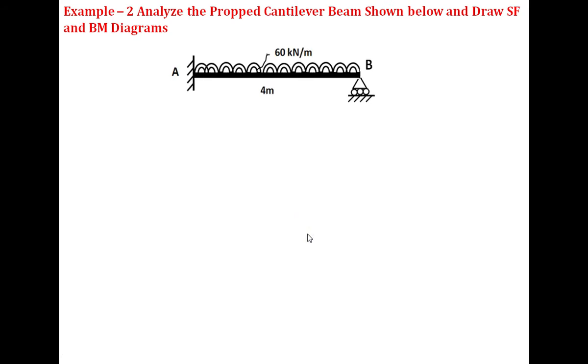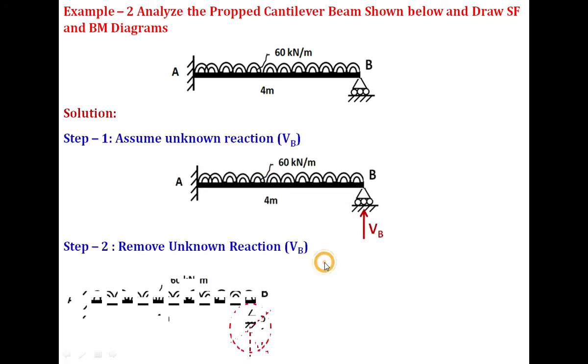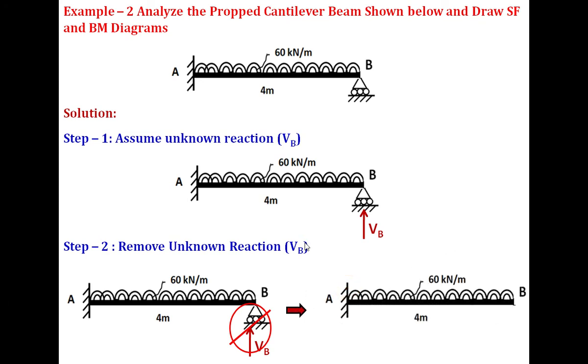Let's solve one more problem in which the propped cantilever beam is subjected to UDL throughout the span of 4 meter. Again here we are considering VB as the unknown, and as a part of the next step we have to remove this VB and make the structure statically determinate. It's a cantilever subjected to 60 kN per meter load.